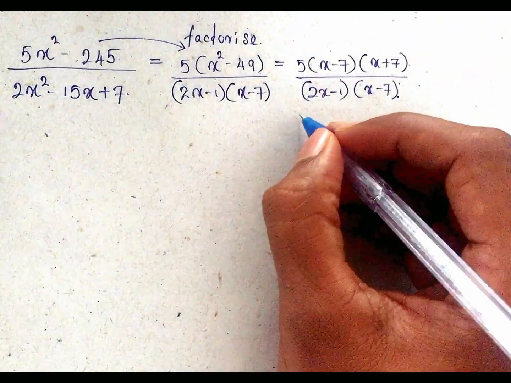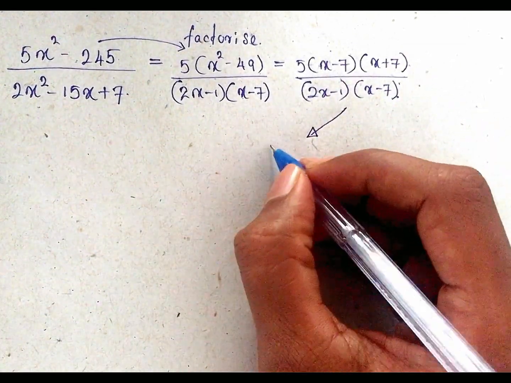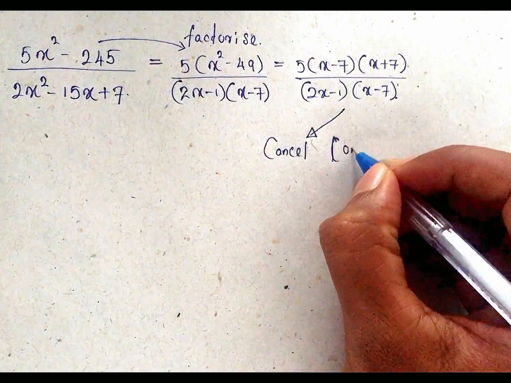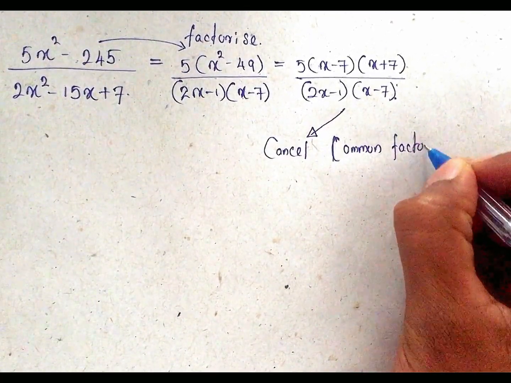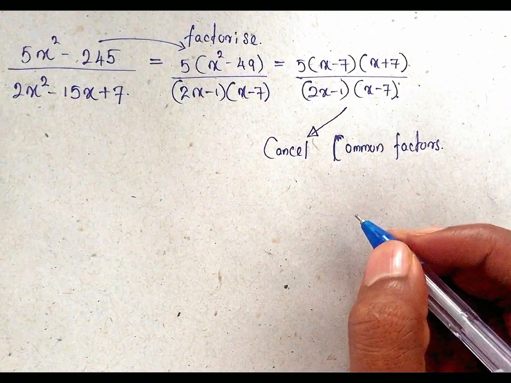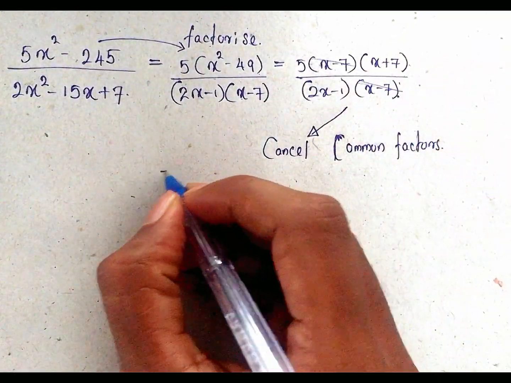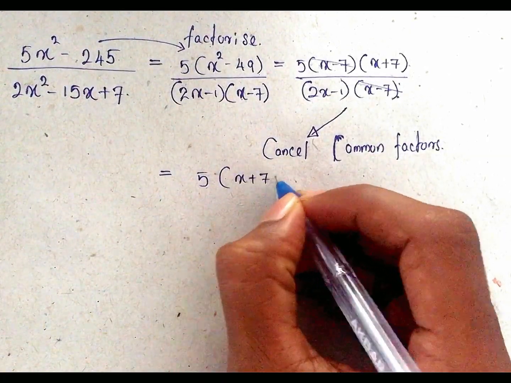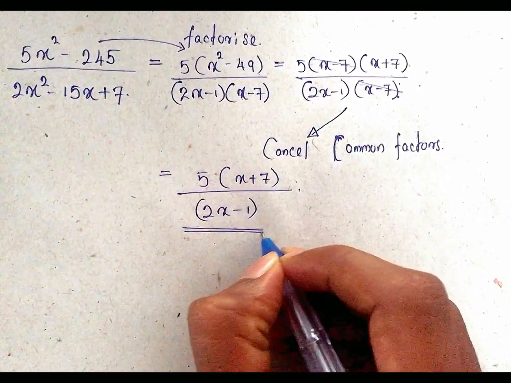Now, as I mentioned in the theory part, you need to cancel out all common factors. You can see here, the common factor in numerator and denominator is x minus 7. It is time to cancel out all common factors. After cancelling x minus 7 in top and bottom, the remaining part you got is 5 within bracket x plus 7 over 2x minus 1. This is the final answer.